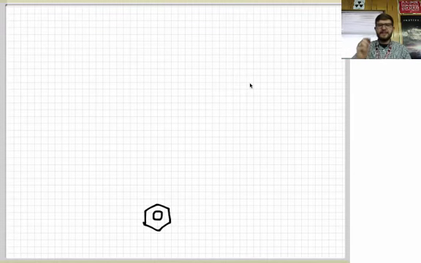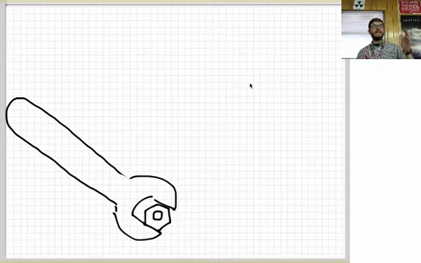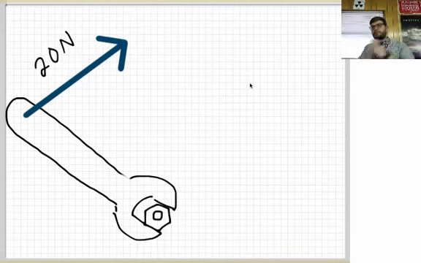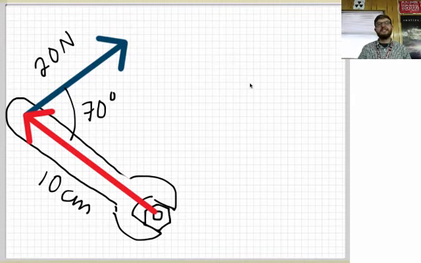So instead of just trying to tighten this bolt with my hand, I get a wrench. And that wrench is going to give me more torque than my finger would, because I'm increasing the radius of how far away I am from that bolt. And so that's going to give me a bigger torque. So let's say I'm prying this off, and I'm pulling with a force of 20 newtons, and the length of the wrench from the bolt to where I'm pulling is 10 centimeters. Okay, and the angle between those two vectors is 70 degrees.